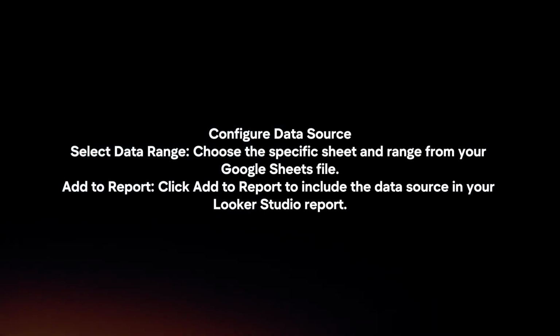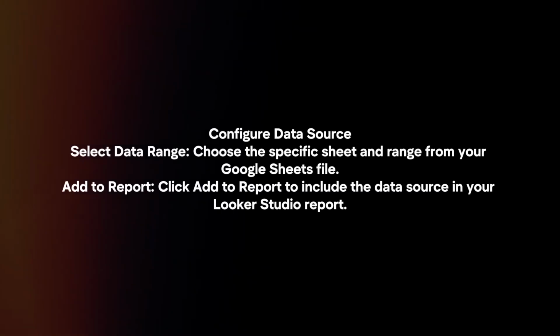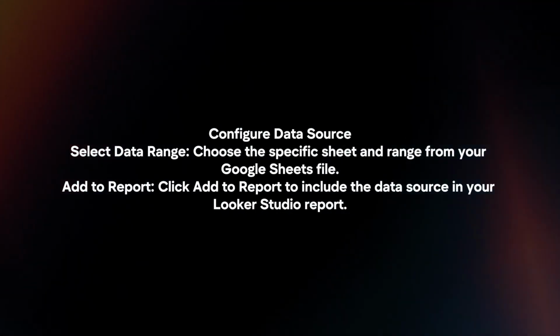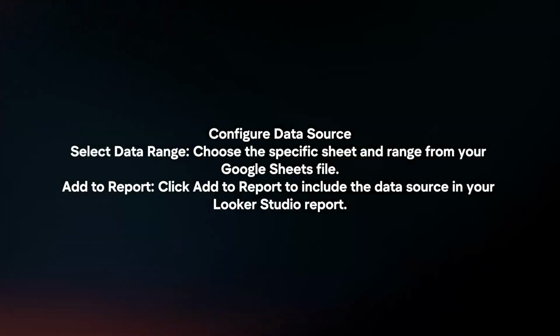Select data range. Choose the specific sheet and range from your Google Sheets file. Add to report. Click Add to report to include the data source in your Looker Studio report. Create visualizations. Use data. Drag and drop fields from the new data source to create charts, tables, and other visualizations.